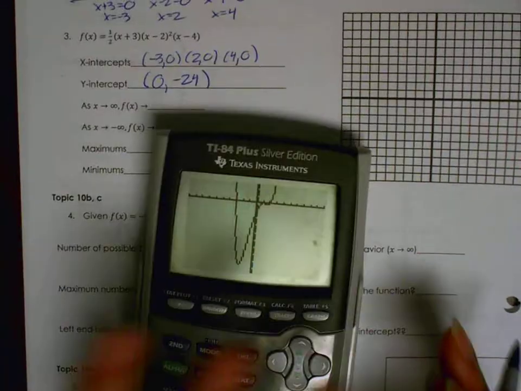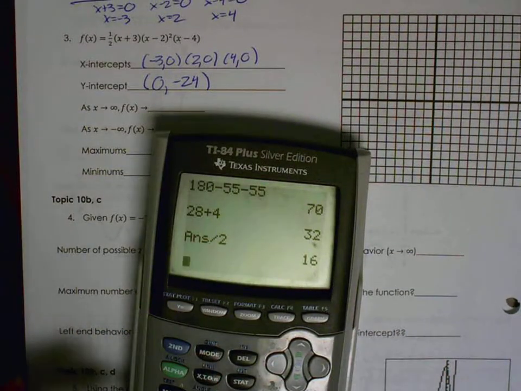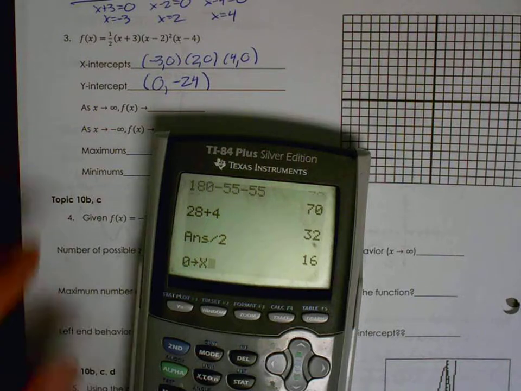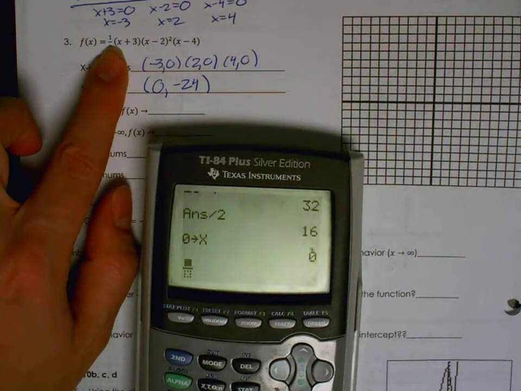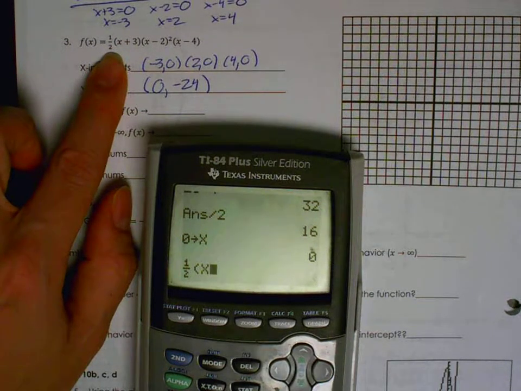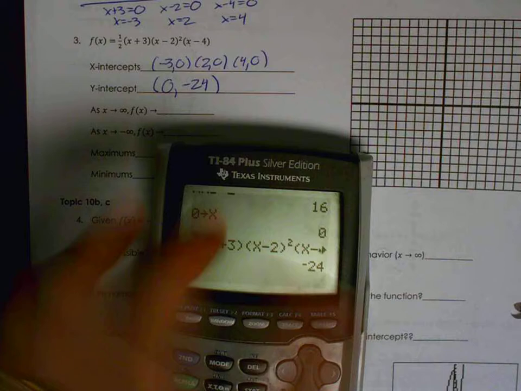I could do 0 stow x, and then just put your equation in. So alpha y equals 1 over 2 times x plus 3 times x minus 2 squared and x minus 4. And it tells me negative 24.